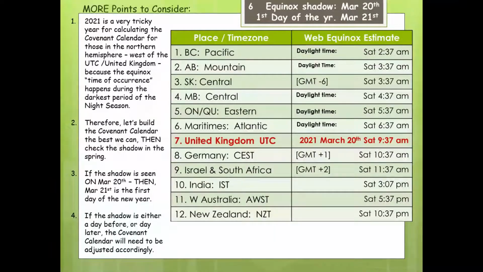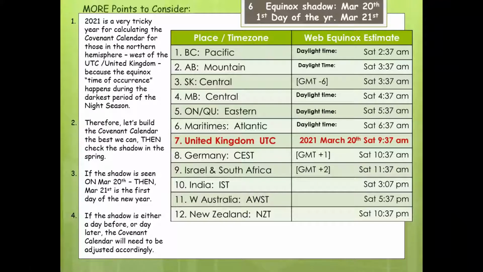Okay, this is slide number 6. I still have up there equinox shadow, according to the website, is March 20th. That means that the next day is the first day of the year, March the 21st. Now, there have been a lot of questions about this. At this point in time, we are staying with this concept.